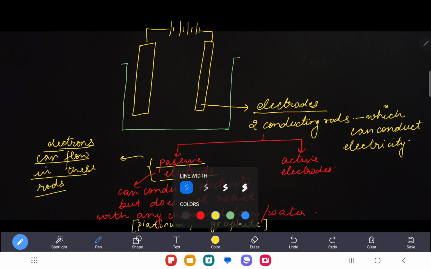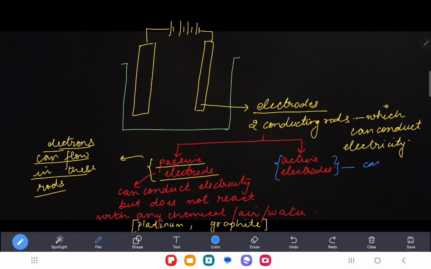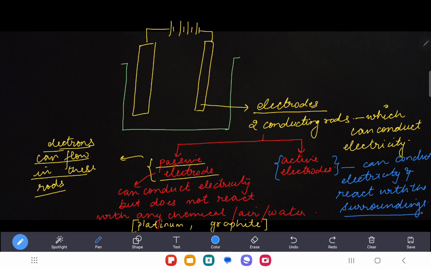Then what do we understand by the active electrodes? Active electrodes are those electrodes which can conduct electricity and react also, react with the surroundings. So this is the category of the electrodes that we have.